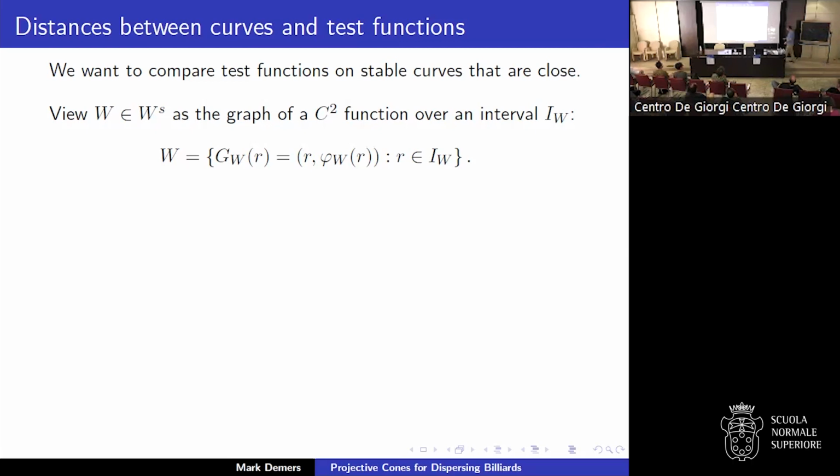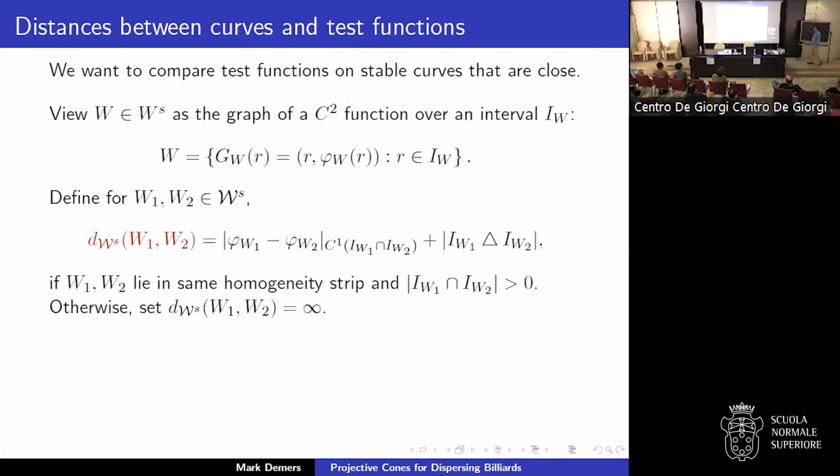We're going to express each of these stable curves as some graph over the R interval because they all have slopes bounded away from 0 and infinity. You can express them as graphs over the R interval. The R is just the horizontal arc length. Phi is the vertical angle. And then you can say that the distance between two curves is, on the common interval where they're defined, you ask the graphs to be C1 close, and then maybe there's some overlapping bits where they don't match up. So add the symmetric difference of those intervals.